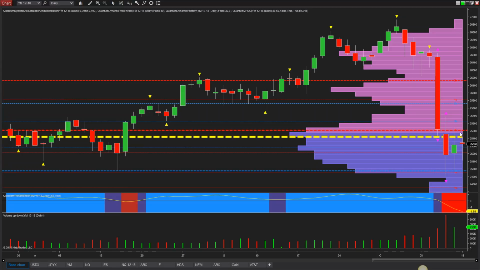So if the market does battle back and we get up to sort of 25,700, 25,750, then we would expect to see it move pretty rapidly through here on up to 25,900 and through to 26,000 rather, where we've got quite a heavy concentration of volume.